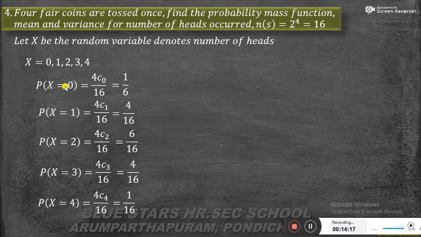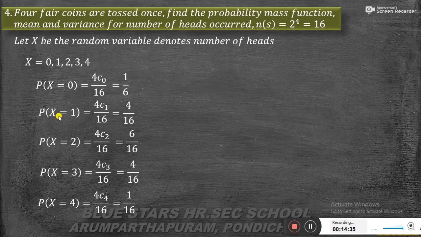Therefore, probability of x equal to 0. X equal to 0 means no head, so 4C0 by the total, that means 16. Here the total is n of S, so it is 1 by 16.